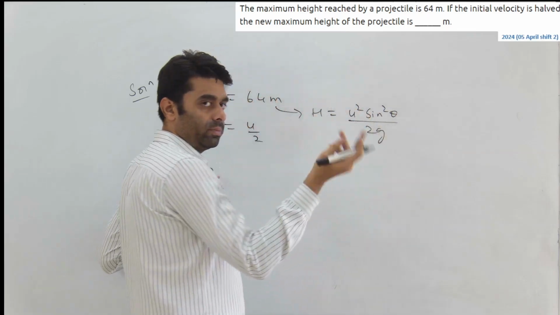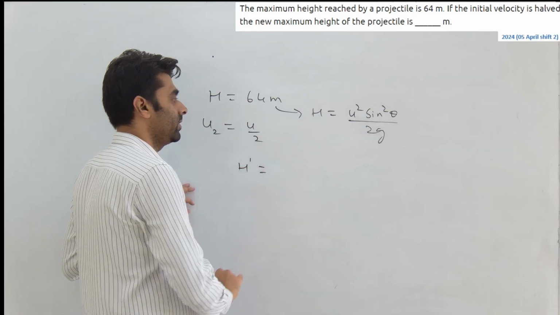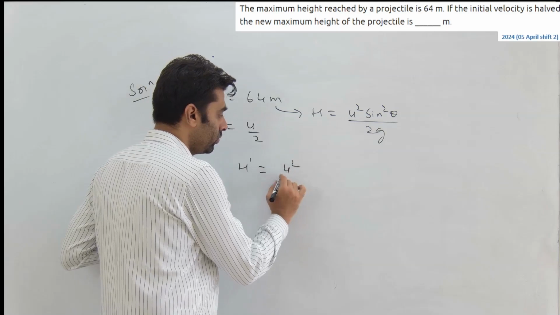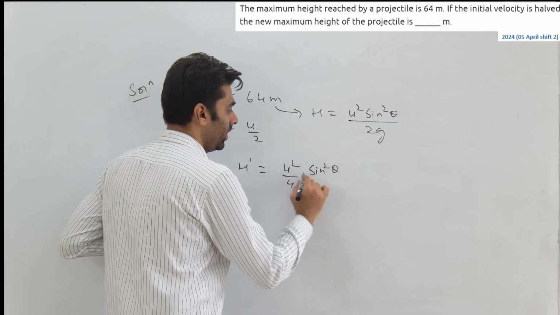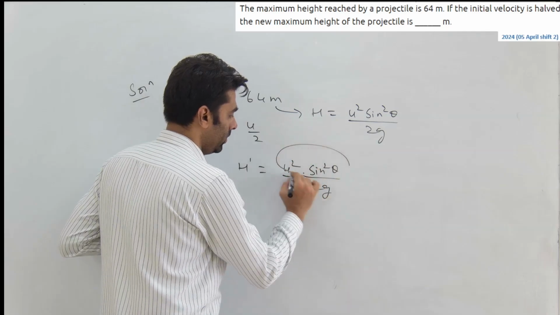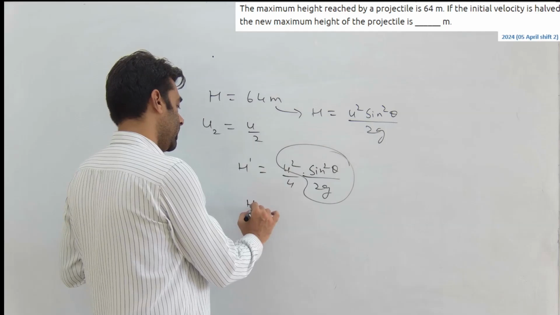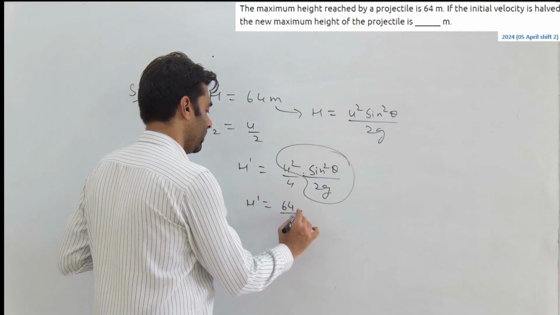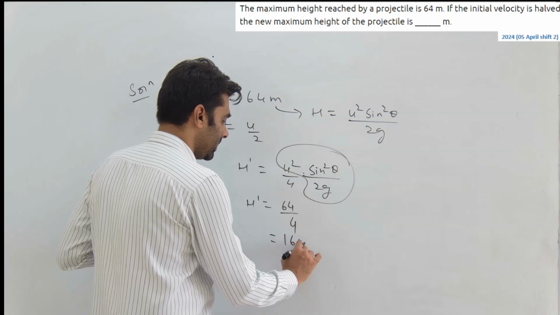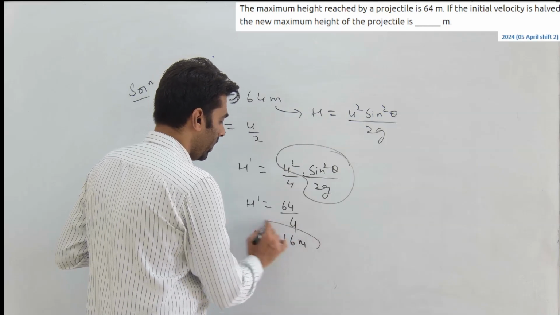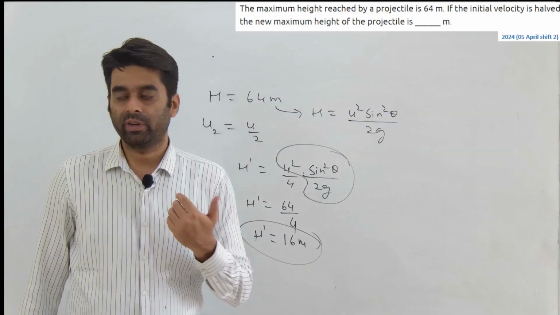If this u is made half, then h dash is equal to u square by 4 into sine square theta by 2g. This whole thing, u square sine square theta by 2g, is 64. So the h dash value comes out to be 64 by 4, which will be basically 16 meter. So the new height will be 16 meter. 16 meter will be our answer. Let's move ahead.